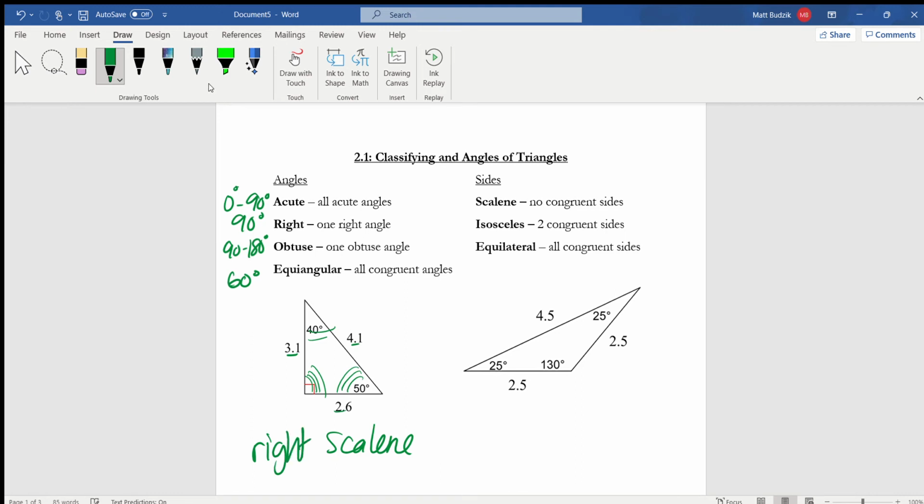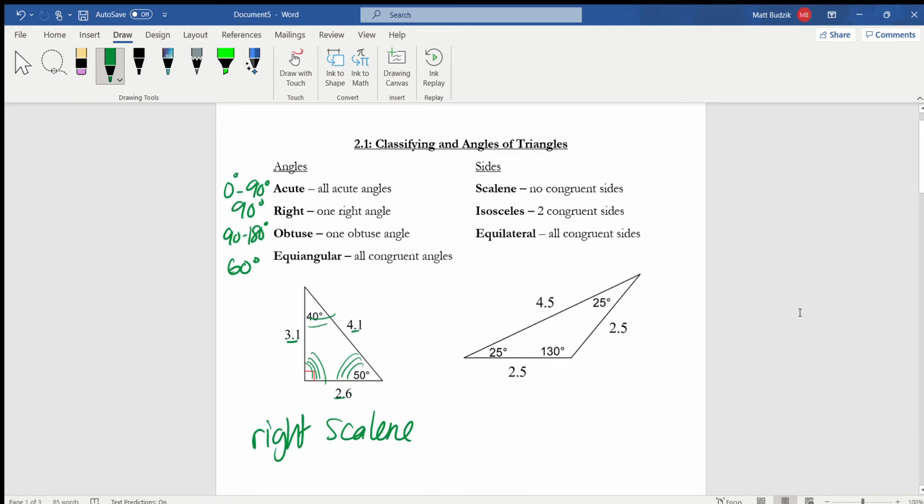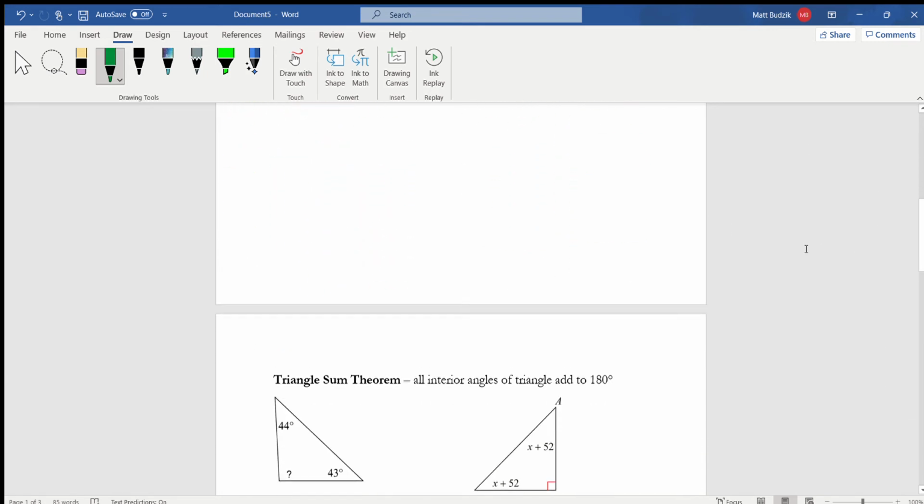And if I look at the second one, I have 2.5, 2.5, and 4.5 as my side lengths. Well, we got two congruent sides, so this is isosceles. And then if I take a look at the angle measures, 25, 130, and 25, we have that obtuse angle, so this is an obtuse triangle. So this is an obtuse isosceles triangle. So that's classifying.